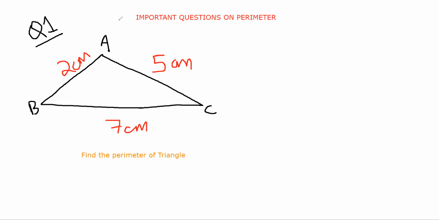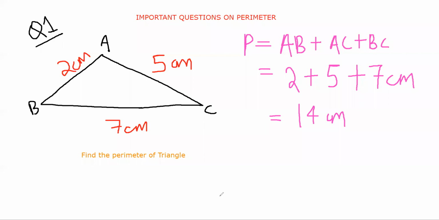Okay. So what is given in this question? There is a triangle ABC. You have to find the perimeter of the triangle. Just pause the video and find the answer of this question. So I hope all of you have done the answer. It is a very easy question. So just add the sides AB, BC and CA and you will get the answer as 14 centimeter. Let's move to the next question.